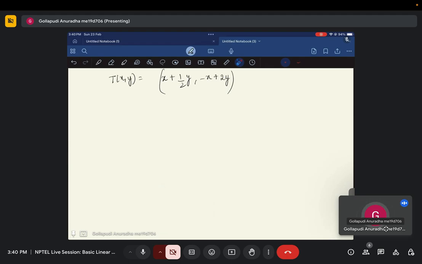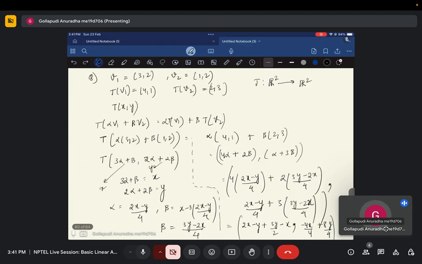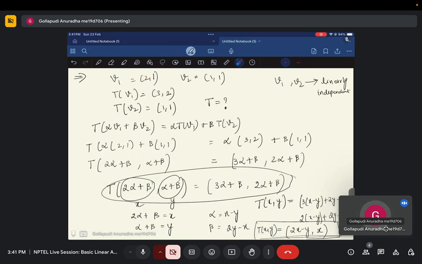Okay, so far we have discussed the properties of linear transformations: the origin is going to be fixed, and the property of linear combinations of transformations should be satisfied. Also, even here, if you see, v1 and v2 are linearly independent, as in the previous questions.